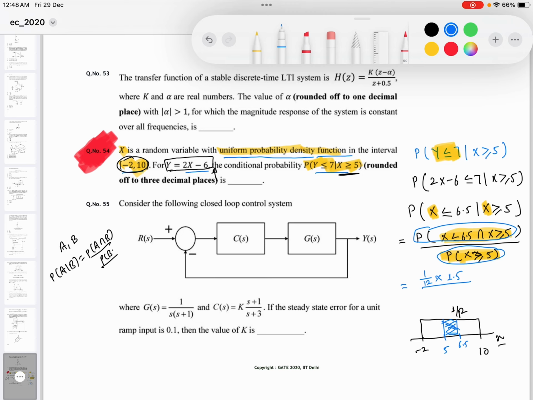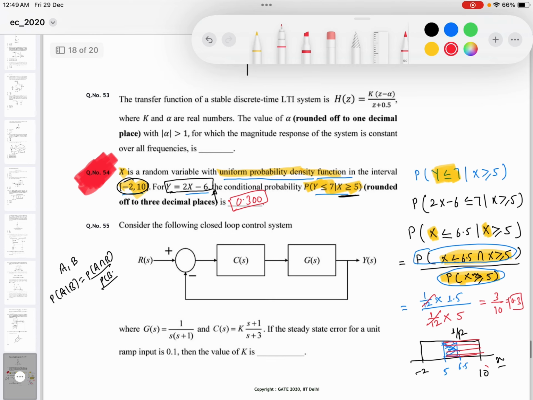Now let's calculate this probability, right? So this is going to be x greater than 5. So x greater than 5 is this event, right? So it will be 1 divided by 12 into (10 minus 5), which is 5. So this whole will be 3 divided by 10, that is 0.3. So the correct answer for this is 0.300. Okay, now let's move to the next question.